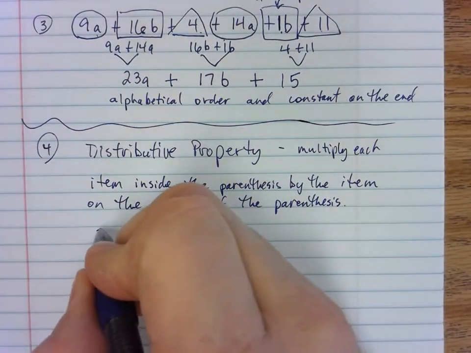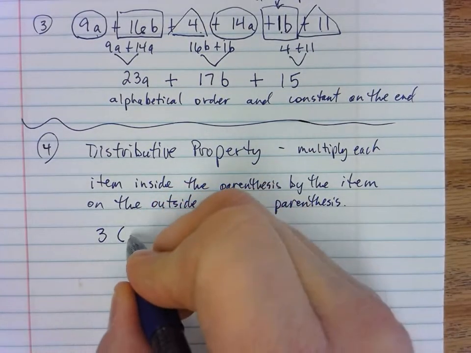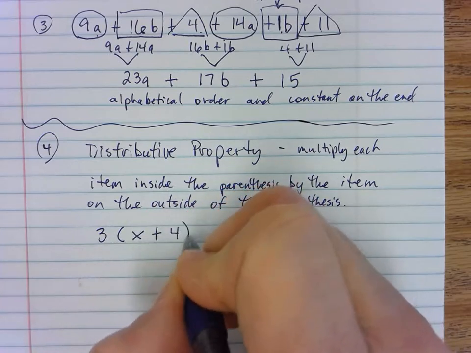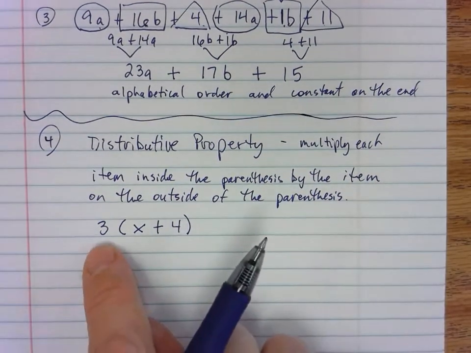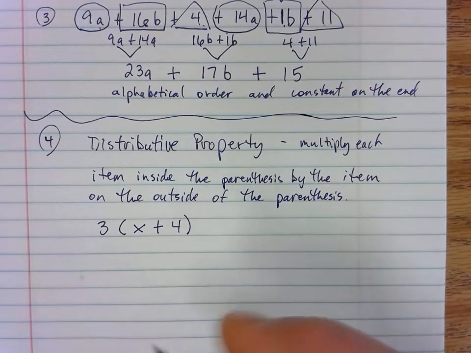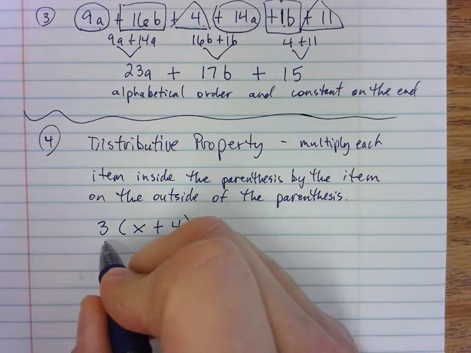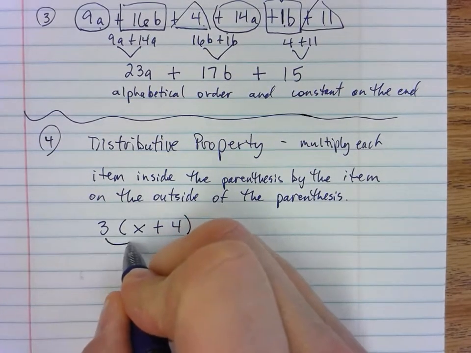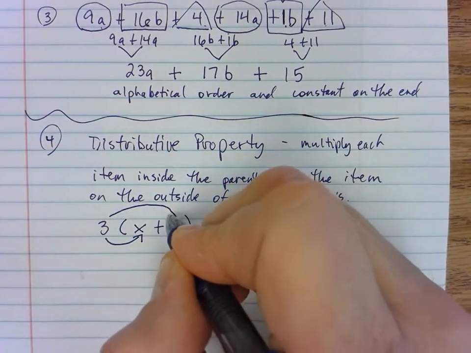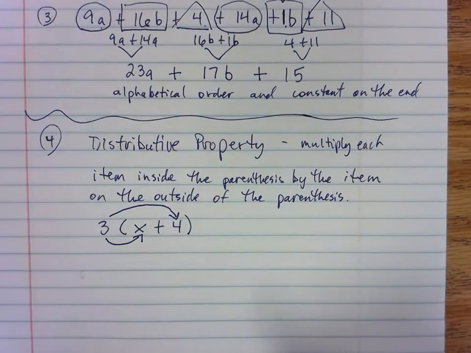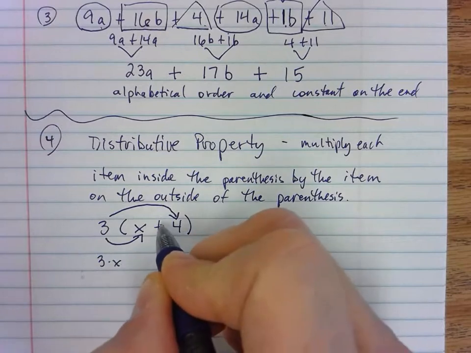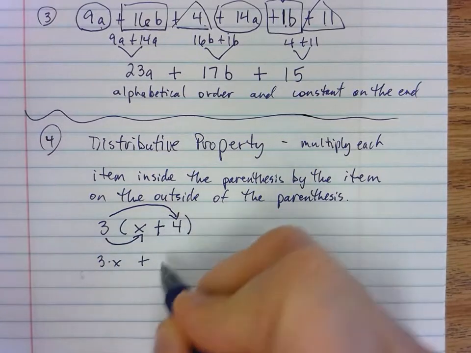Okay, so we'll do one that doesn't have any combining at the moment. Let's say we've got 3 on the outside of x plus 4. So we've got a number outside of the parentheses, and we've got to multiply each one of these on the inside by that. I'm going to draw a couple of arrows. This normally helps people see this a little bit better. So I'm going to distribute the 3 to the x, and I'm also going to distribute the 3 to the 4. Basically what this means is I'm doing 3 times x plus I'm doing 3 times 4.